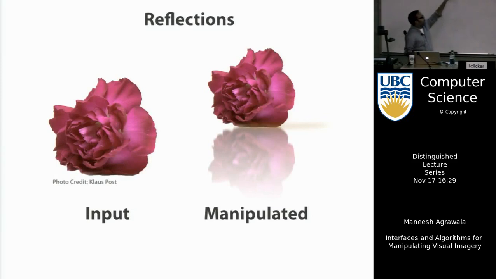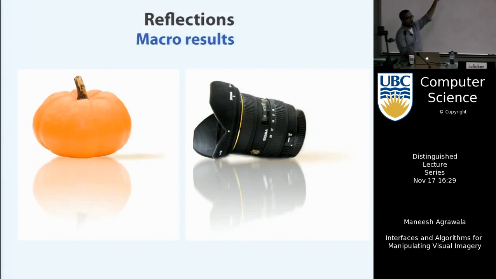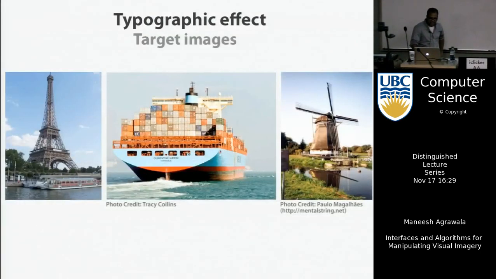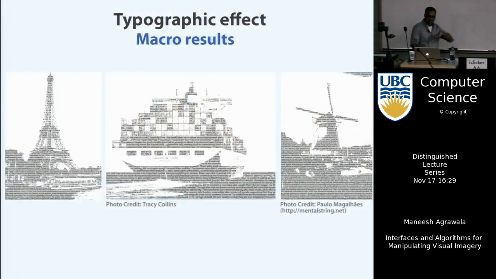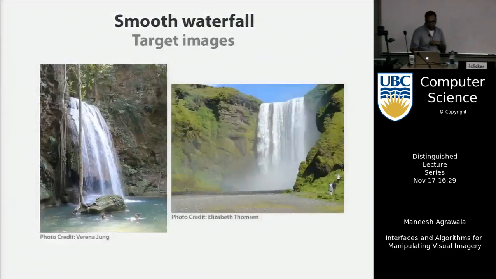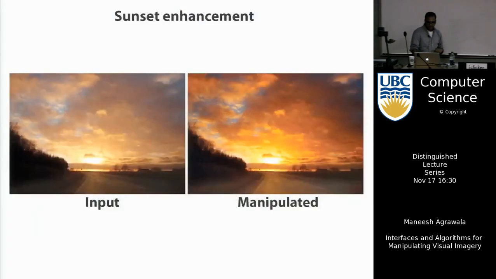We can create these kinds of reflections. So here's a demonstration, and then new target images, and automatically generate these kinds of reflections. This is an interesting type of graphic effect. And again, we can learn how to transfer that to new images. We can also do things on landscapes. So here's one on waterfalls where we smooth the waterfalls and produce a kind of blurring effect, enhance sunsets.